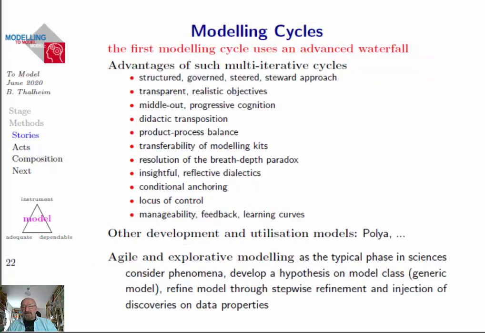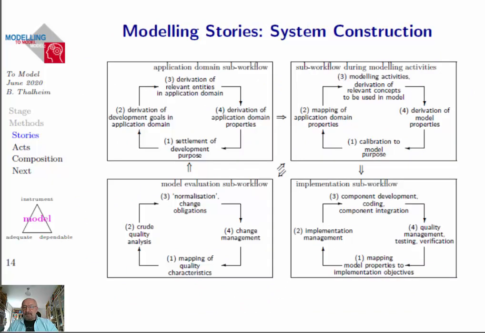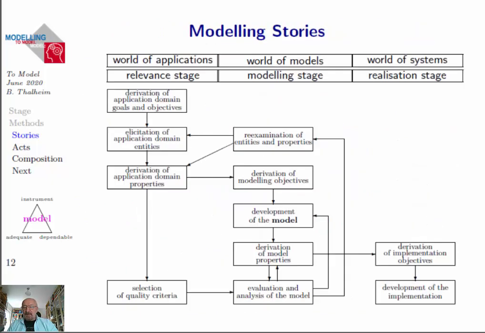In this case, we have some kind of modeling cycle. That is a modeling cycle that we have been using in our schema before in the modeling stage. In this case, in the modeling stage, we said, okay, fine, we have some kind of recapitulation, some kind of derivation, some kind of development, and some kind of evaluation.